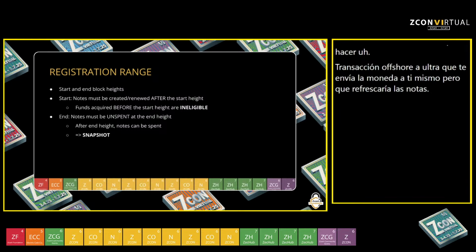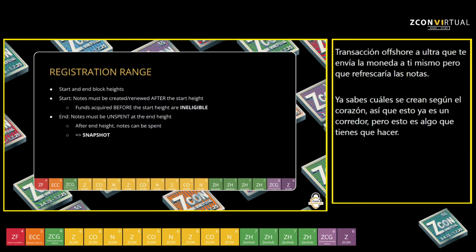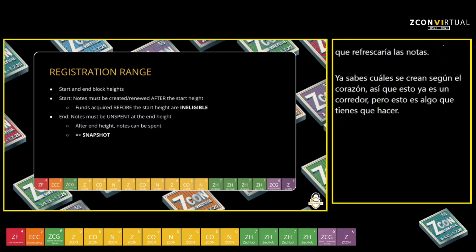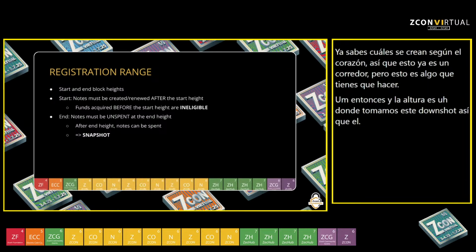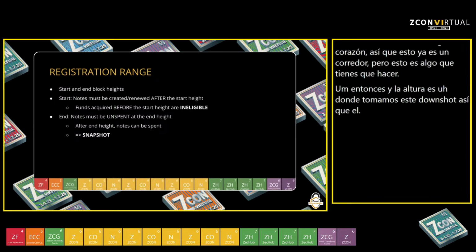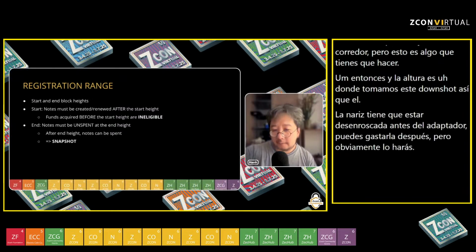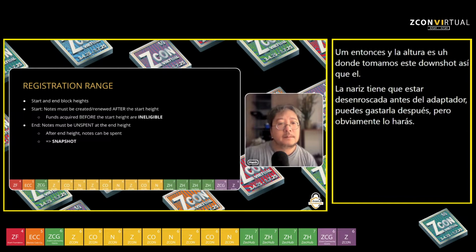Then the end height is where we take the snapshot. So the notes have to be unspent at that time. You can spend them after, but you obviously cannot spend them before. Okay. So that's a reminder of the registration range.